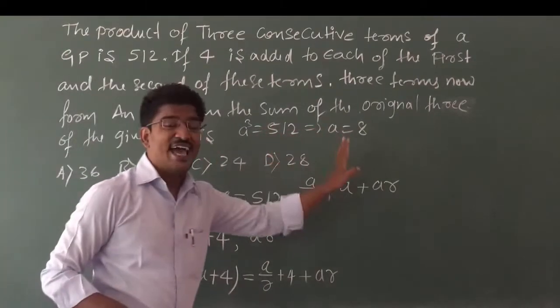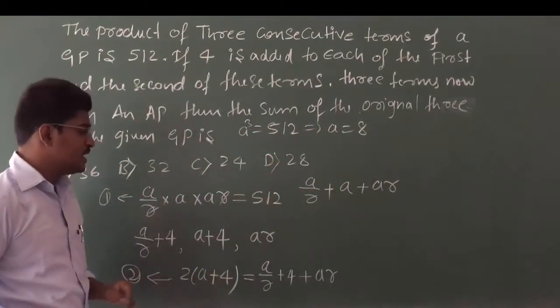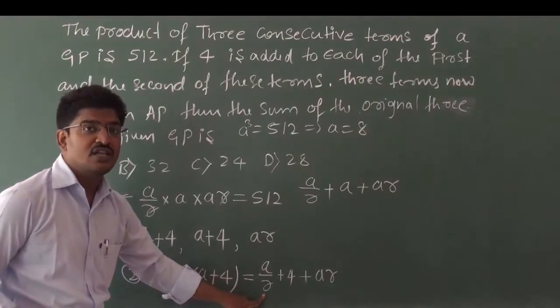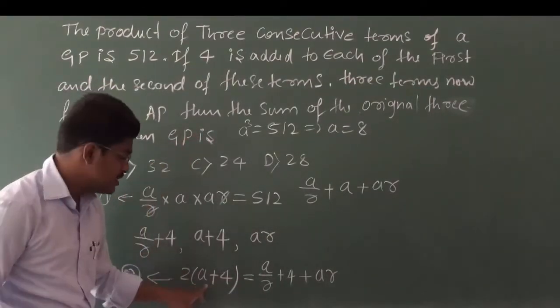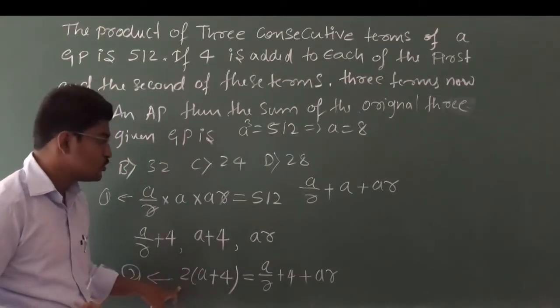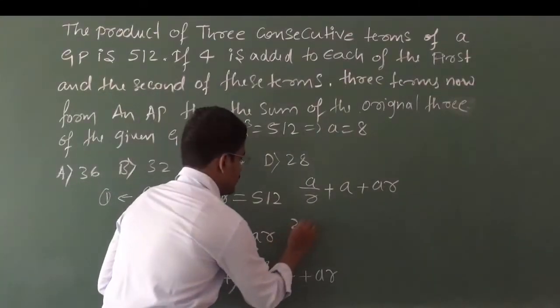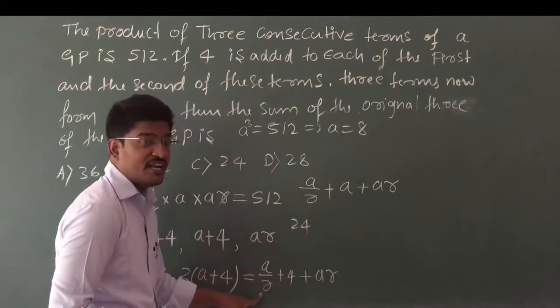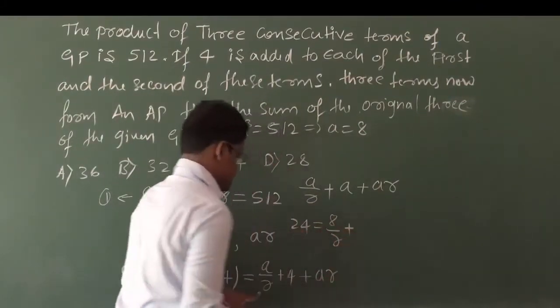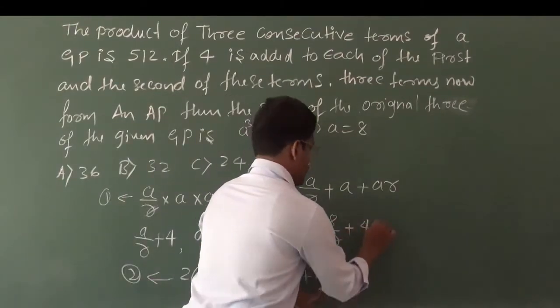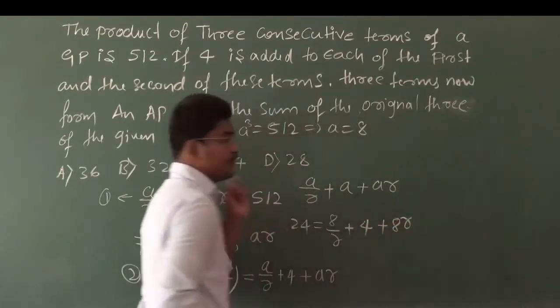Now you got A as 8. Using that, let us find R. Clear? So if I use A here, that is 8. 8 plus 4 is 12. 12 into 2 is 24. A by R, that means 8 by R plus 4 plus 8R. Clear?